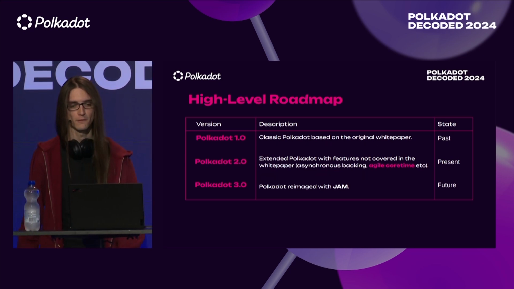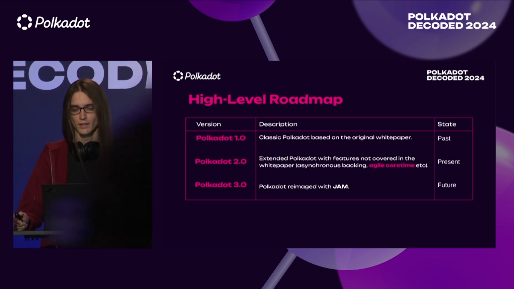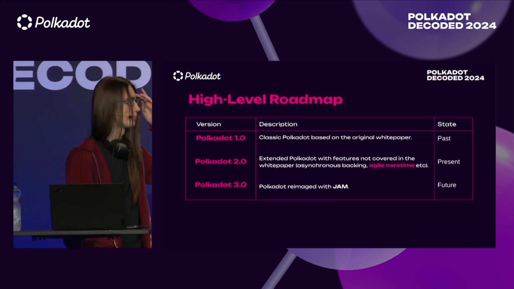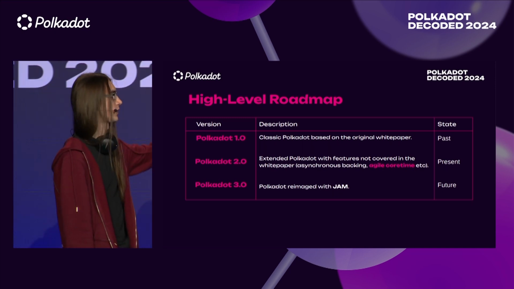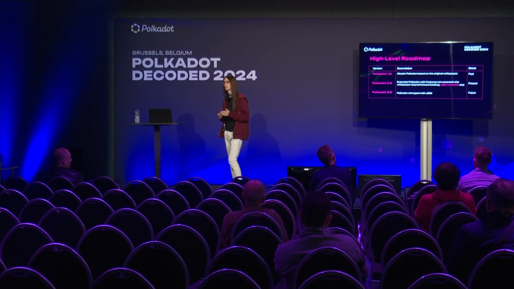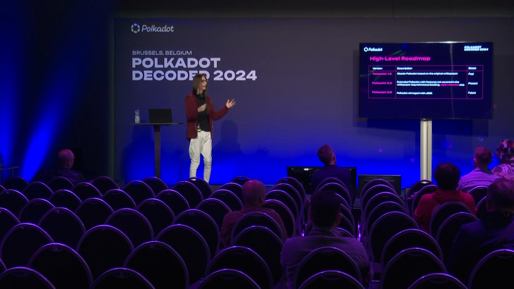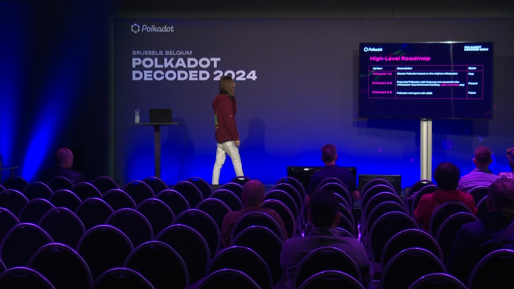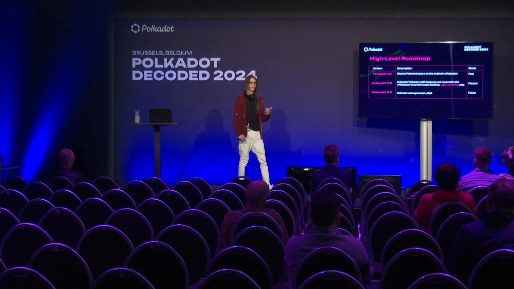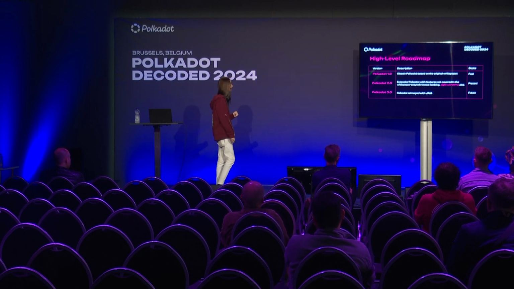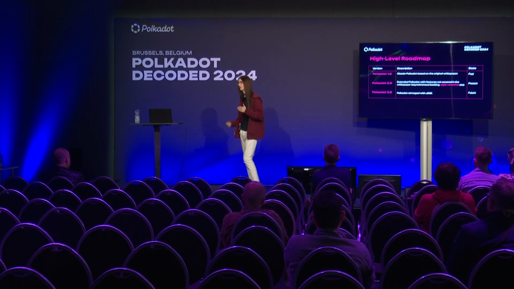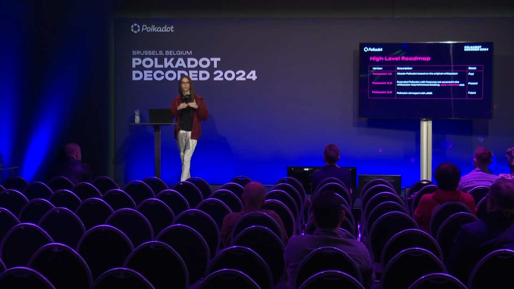So I think it is valuable to see where Agile Coretime lives in the high-level roadmap for Polkadot. Generally speaking, we have the Polkadot 1.0. This is the original white paper, what was initially expected by Gav and others to actually be the whole system. But then slowly the community realized there are some things not covered in the white paper that we still want to have in the actual project. So we introduced stuff like asynchronous backing and stuff like Agile Coretime. Those things now are generally quoted as the Polkadot 2.0.